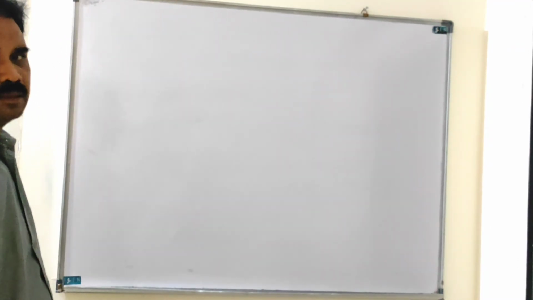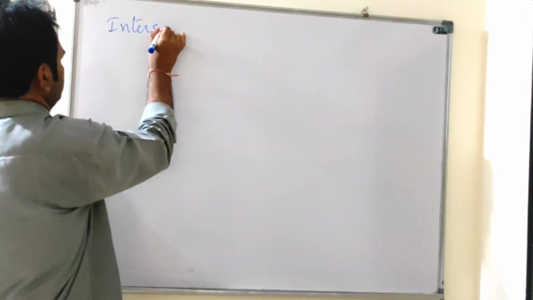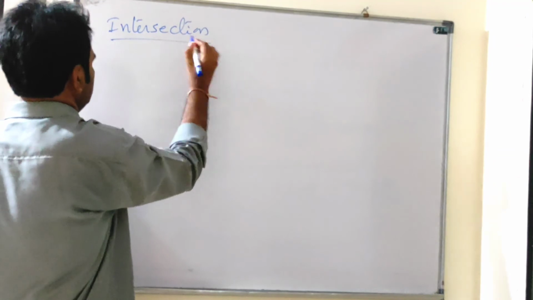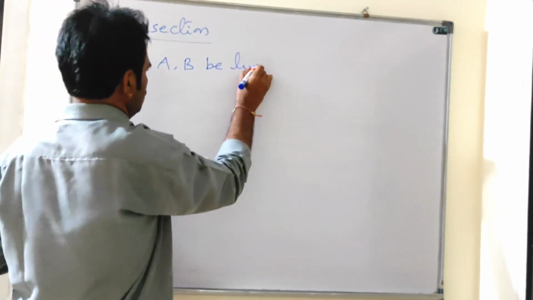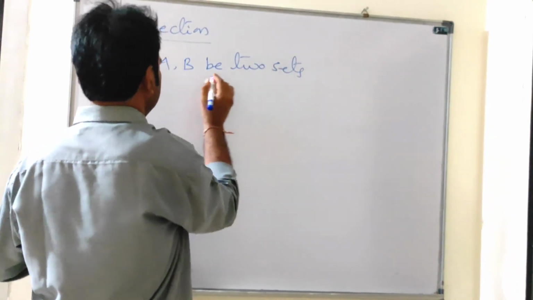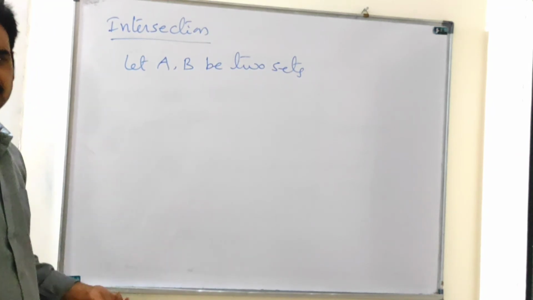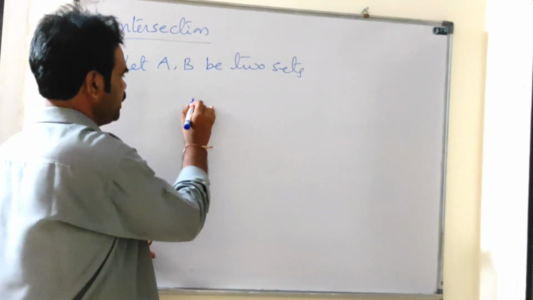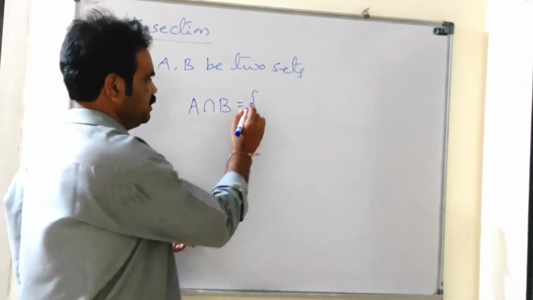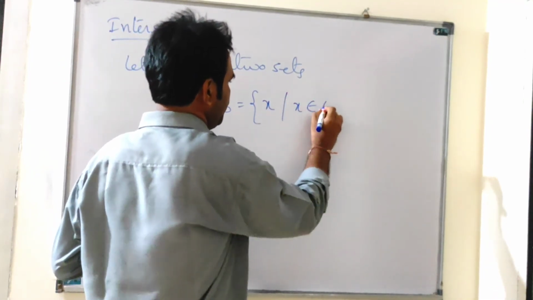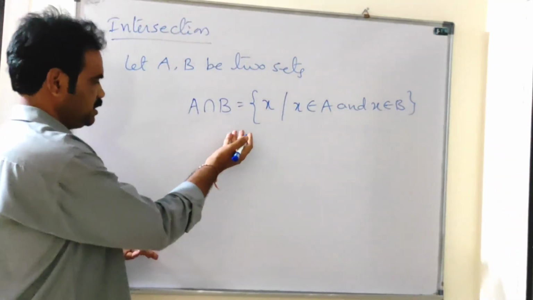Next definition: intersection of two sets. Let A and B be two sets. Then the intersection of A and B is the set of all elements that are common in both A and B, and is denoted by A intersection B. That means x such that x belongs to A and x belongs to B.